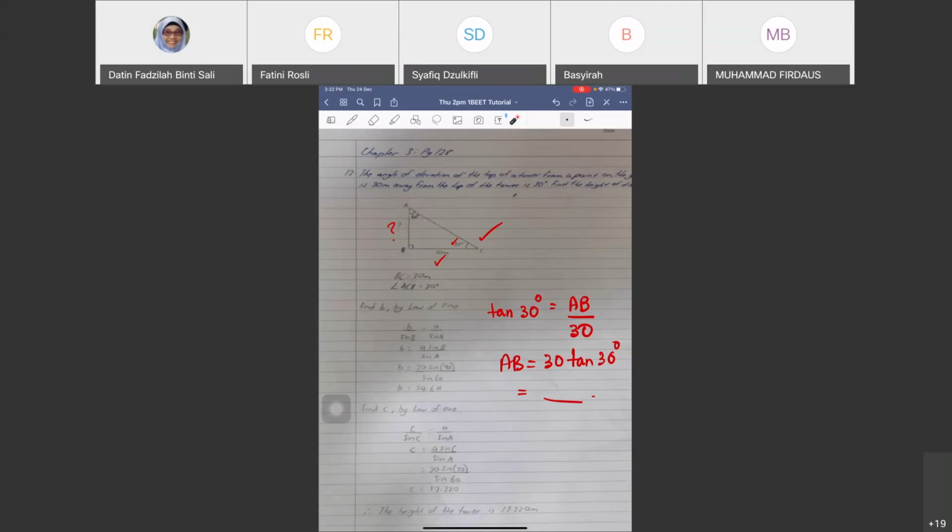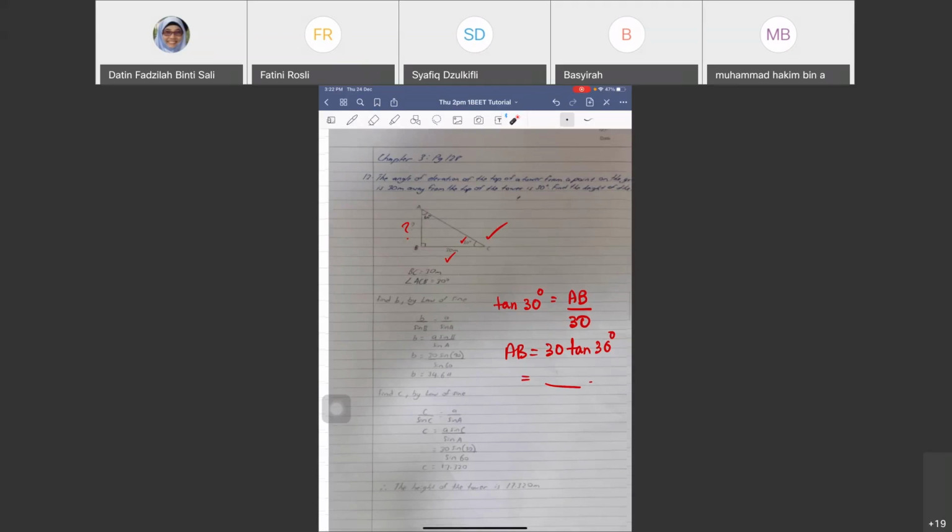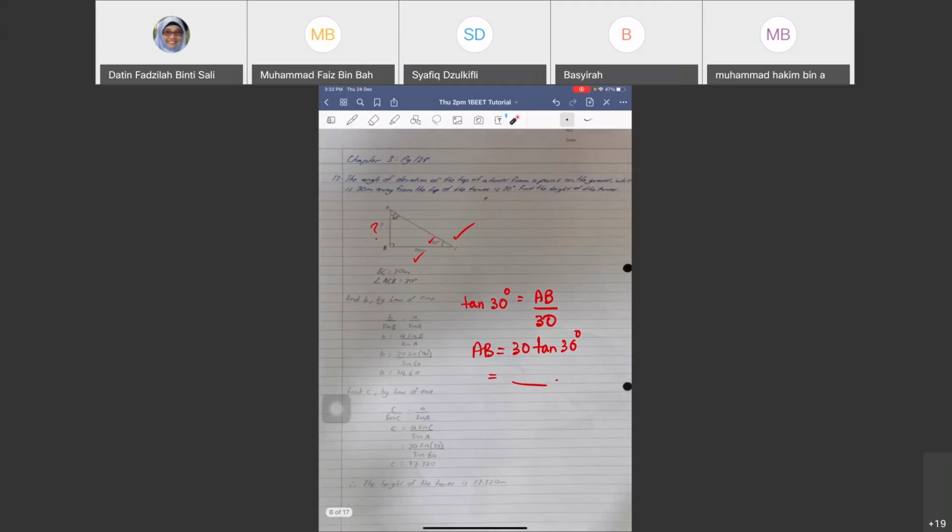So can someone compute this? What's the answer if it's 30 tangent 30 degrees? Seventeen point 32. 17.32. Okay.